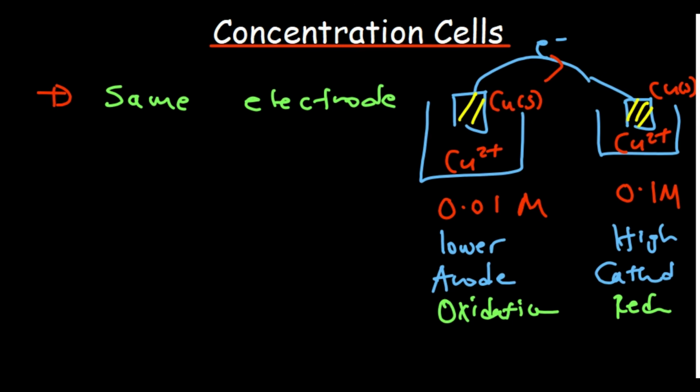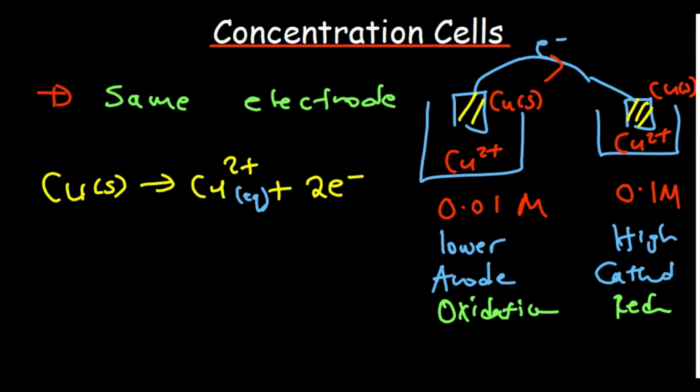So why is it so? If I write the equation, on the oxidation part we expect the solid copper to produce a copper 2 plus ion, emitting 2 electrons. One thing we understand is that concentration always refers to the aqueous part. So obviously the ions are what the concentration refers to.